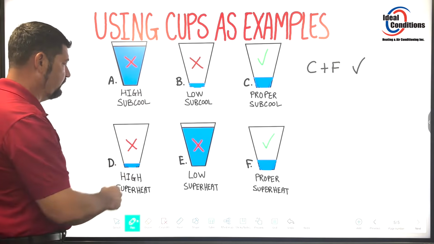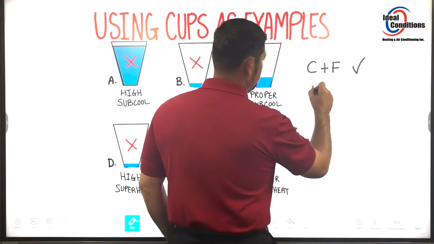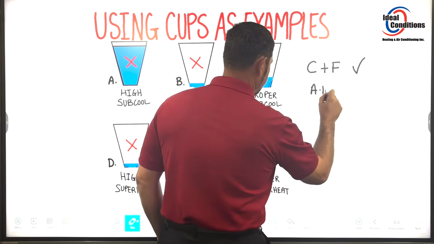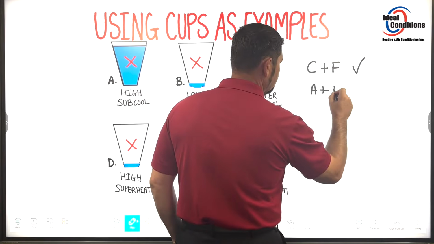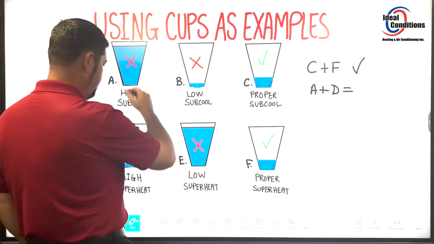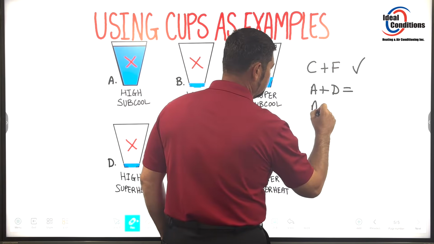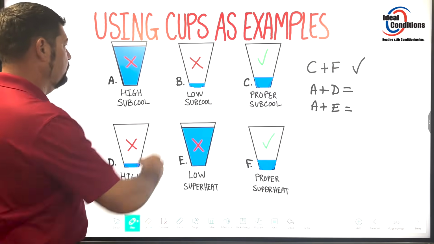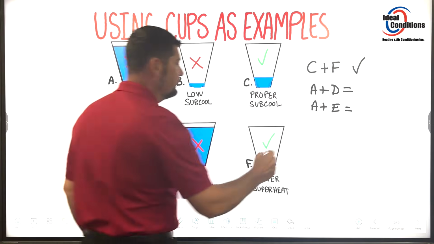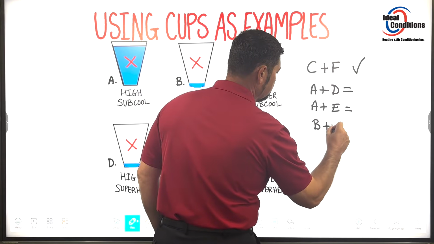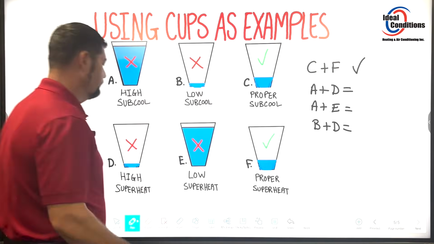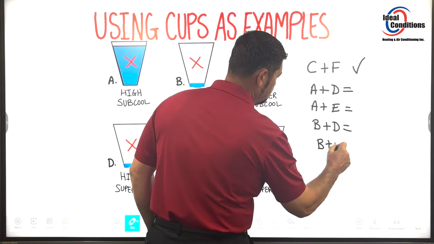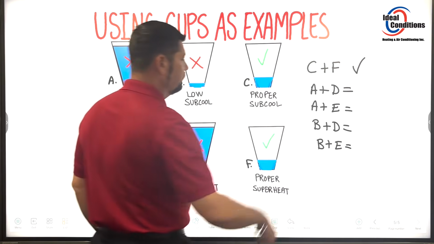So let's look at what happens if I take A, and I say A plus D, and A plus E. What does that equal? And then we can come back and say, okay, what does B plus D equal? All right, what does B plus E equal? All right, so there's our combinations.